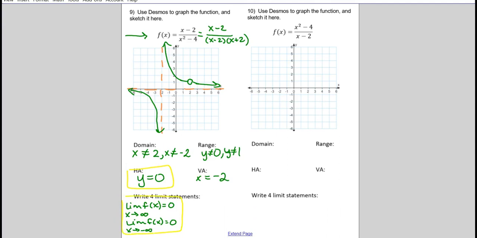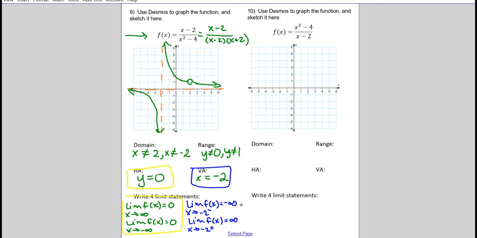And then we can also say, because of our vertical asymptote, we can say the limit of f of x as x approaches negative 2 from the left. Notice there's a little minus on both sides of the 2 because we have negative 2 and we have the left. And to the left of the vertical asymptote, it's going down toward negative infinity. And then we also have the limit of f of x as x approaches negative 2 from the right, and that's going to be positive infinity since the graph is going up on the right of that line.